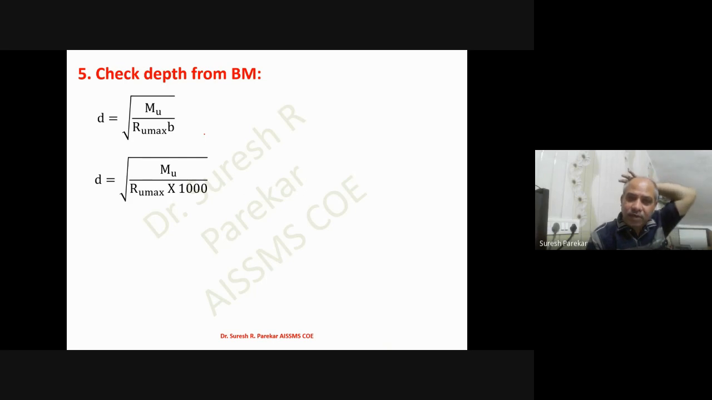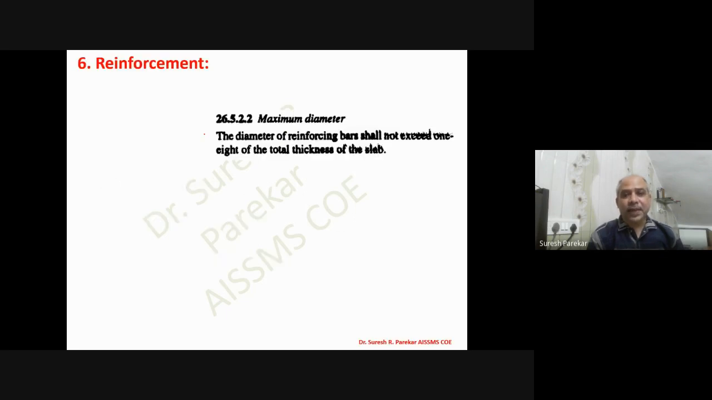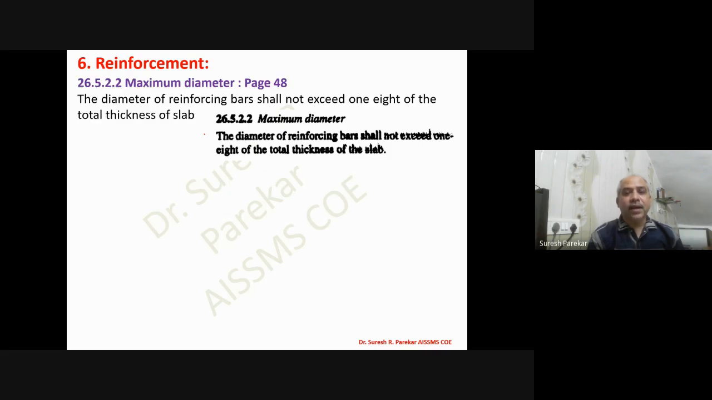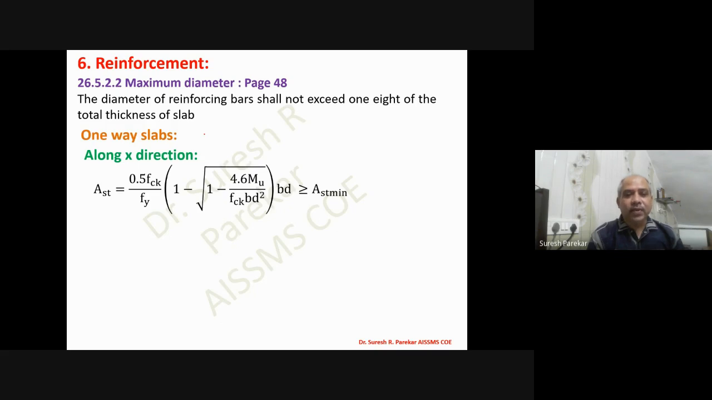This already we have seen in unit number 1, where we have section design, and as we are considering width of slab 1 meter, Ru max we can find by using this formula. Then reinforcement. So maximum diameter we can consider as capital D by 8 in slabs, which is given in page number 48. Now for one-way slabs, we have along x direction main reinforcement, and we have to use this formula to calculate the value of the reinforcement. Along y direction we have distribution reinforcement, secondary reinforcement, which will be minimum.